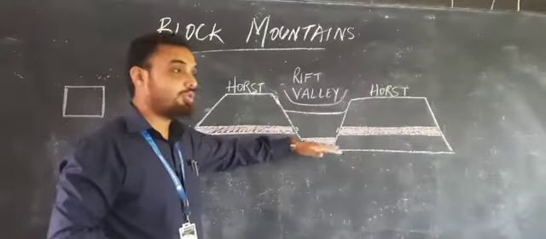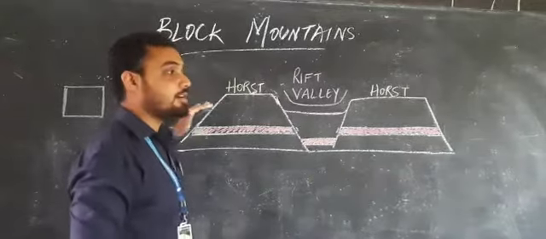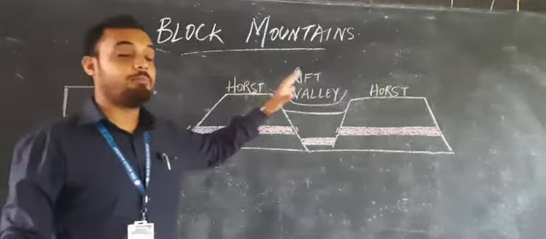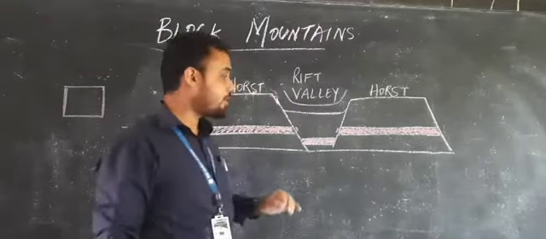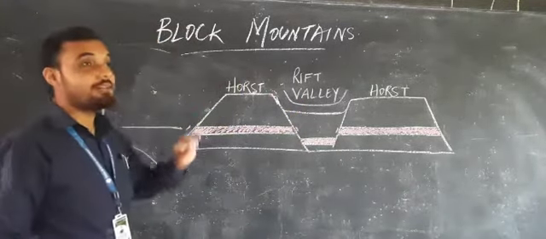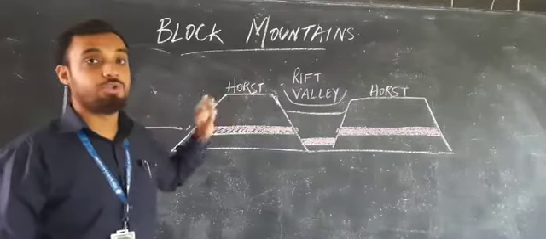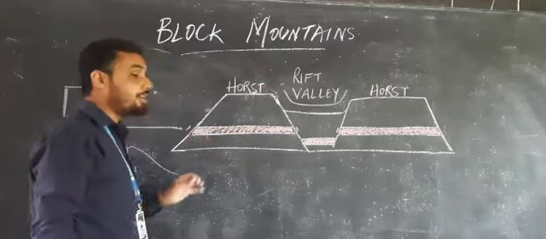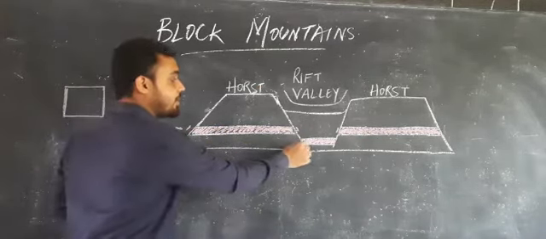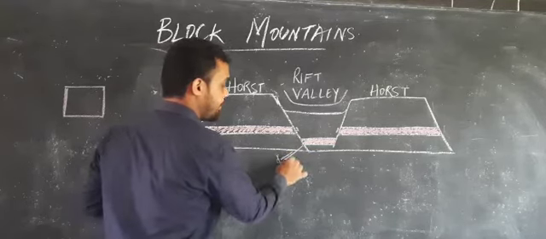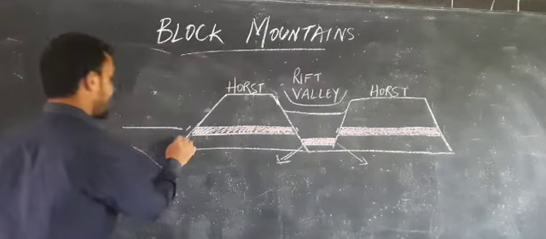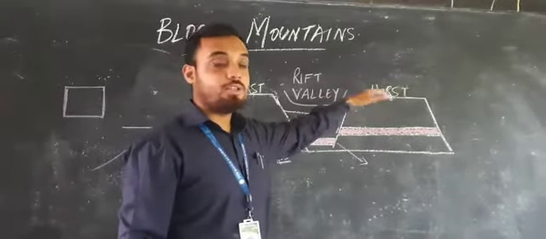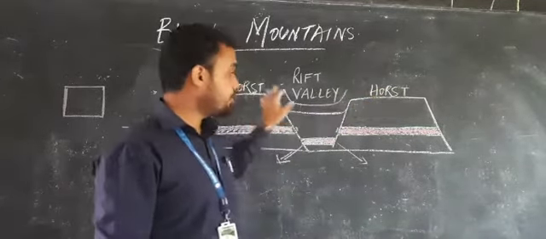When a portion of land comes down, the other area remains there in its place and it forms a block mountain. The risen portion is known as the horst, and these are the fault lines where the cracks take place. The above portion, the risen portion, is known as the horst.